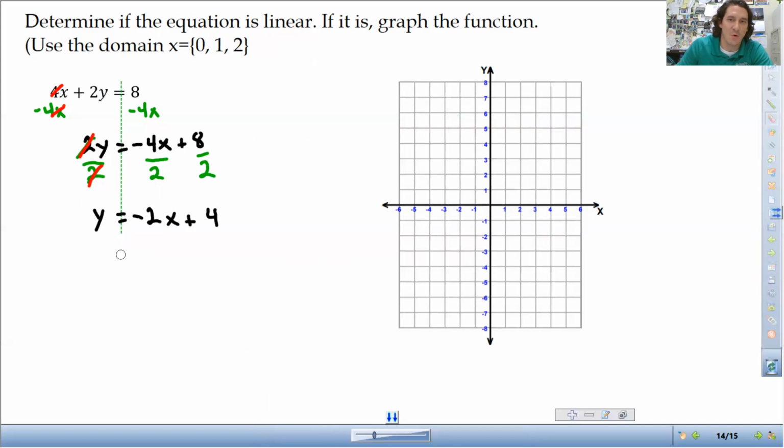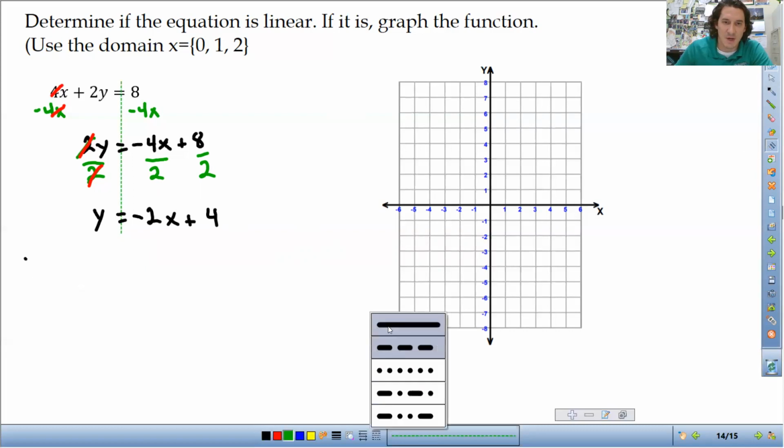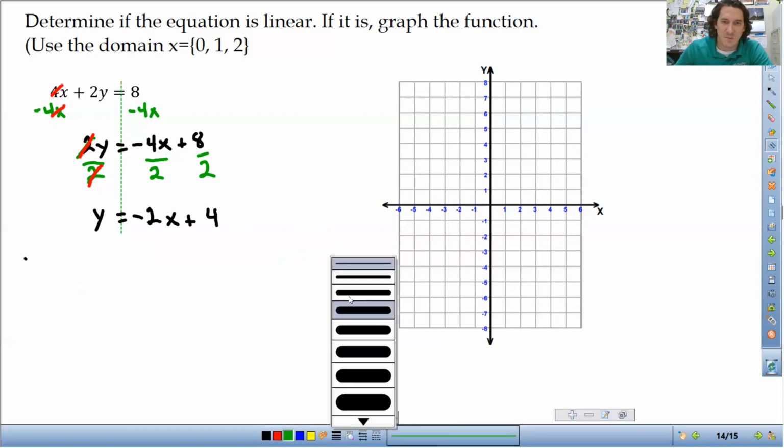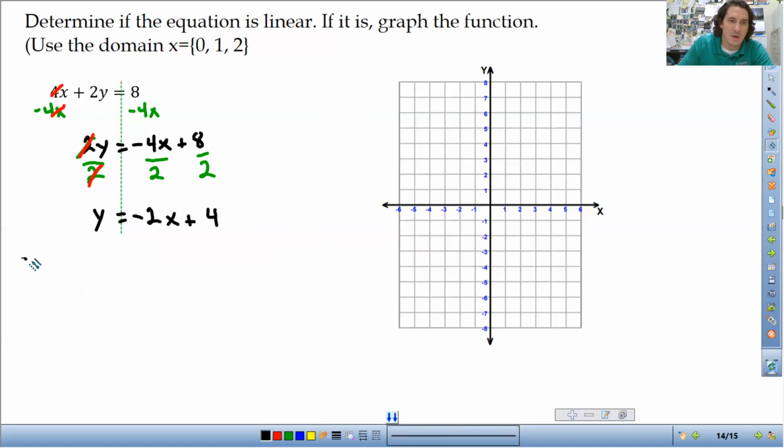I'm going to streamline my work a little bit. I'm going to use a table this time. You can do either method. You can just put your work wherever you want, or you can use a table like what I'm about to do. Either way is fine. You're doing the same thing each time.